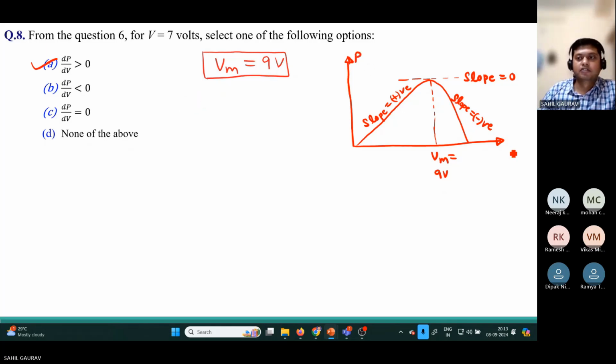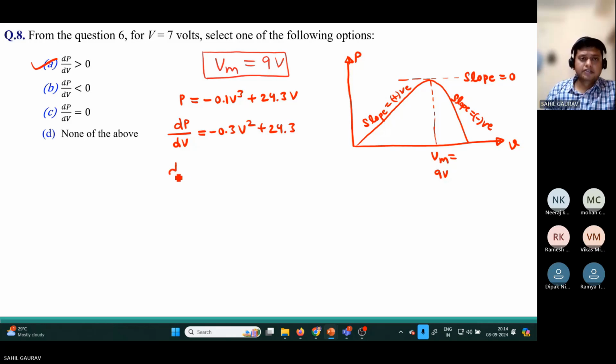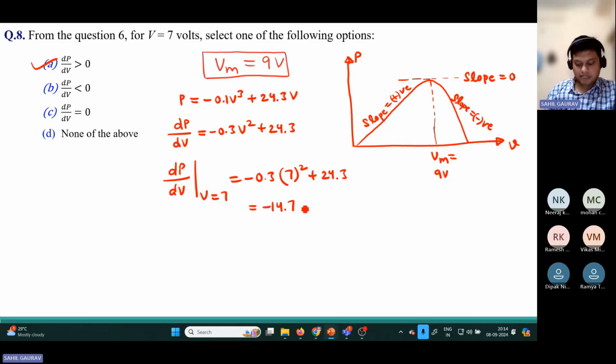Another way you can find is to go through the relation. Power we know is minus 0.1 V cubed plus 24.3 V. So dP upon dV equals minus 0.3 V square plus 24.3. At V equal to 7, it will be minus 0.3 into 7 square plus 24.3. So it will be minus 14.7 plus 24.3, so you will get 9.6. So it has a value greater than 0. So A option is correct.